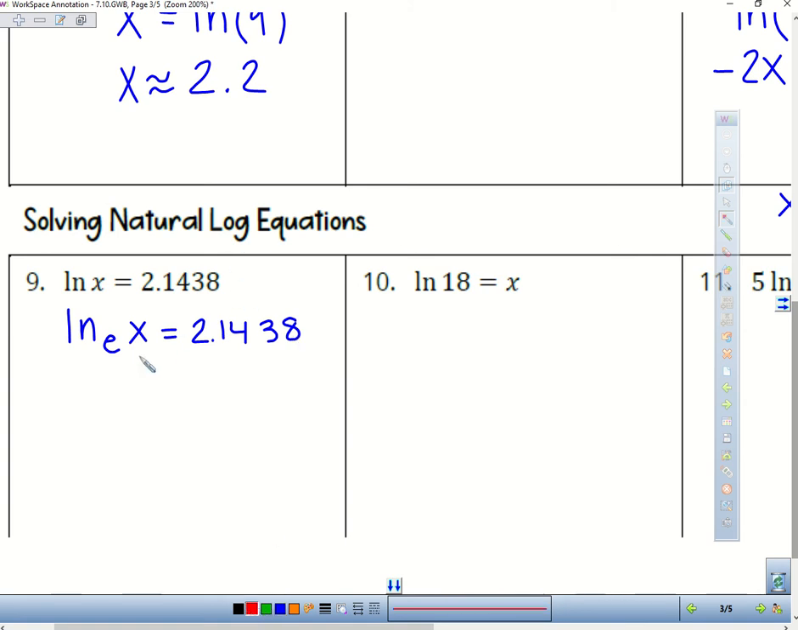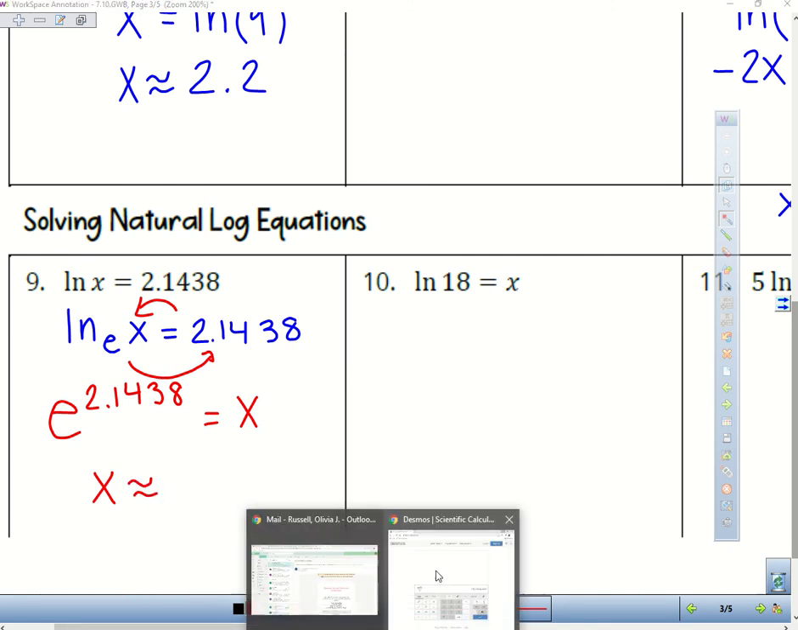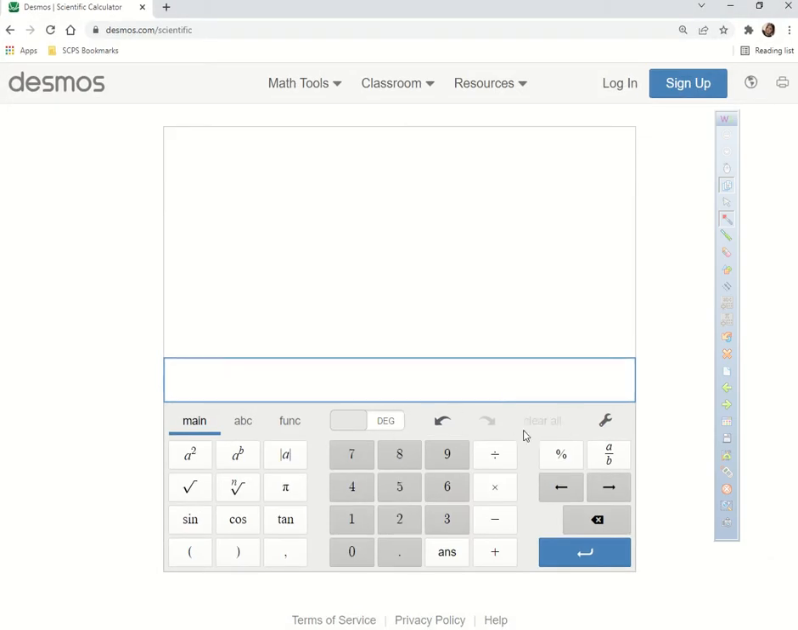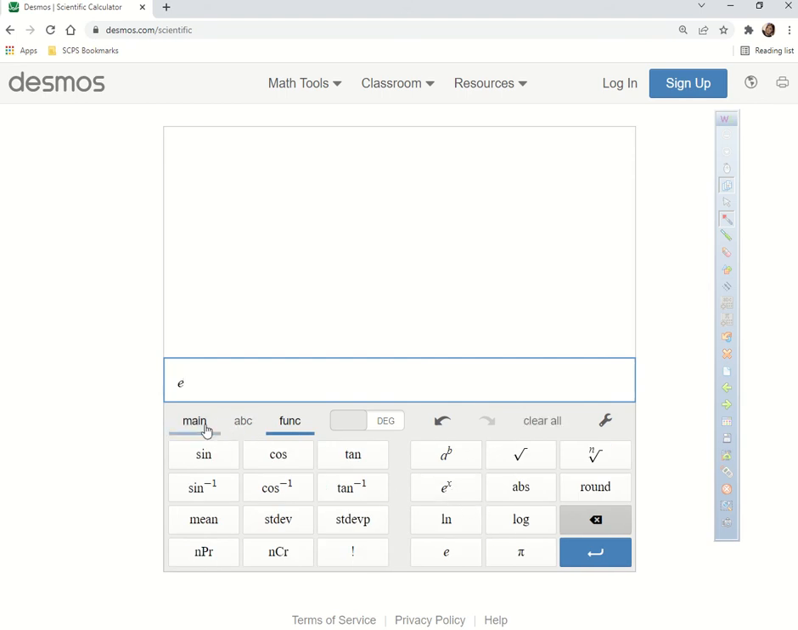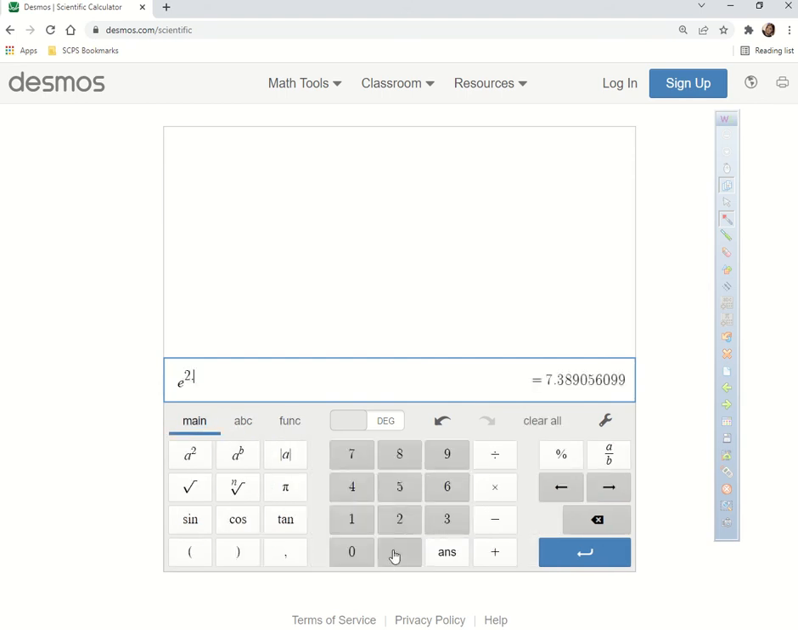So now we're going to use the arrow method. You remember this? So e to the power of 2.1438 is equal to x. Is there any more algebra we can do here? No, the calculator has to do the rest of the work. So I pull up my calculator, I clear it out, and I go to e to the x. When I put that in, I get approximately 8.5.